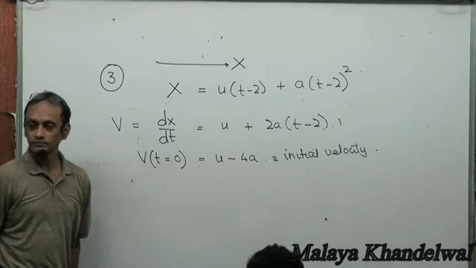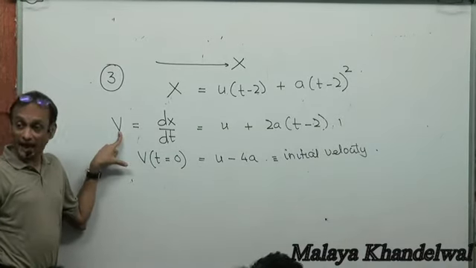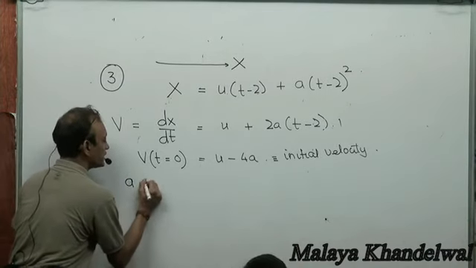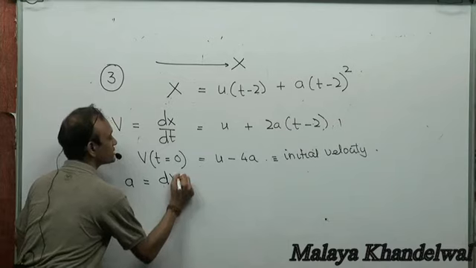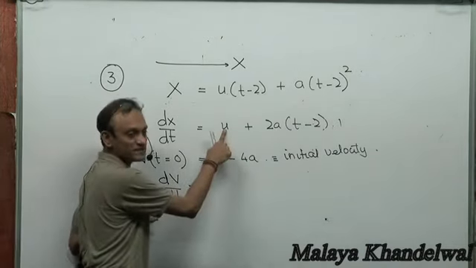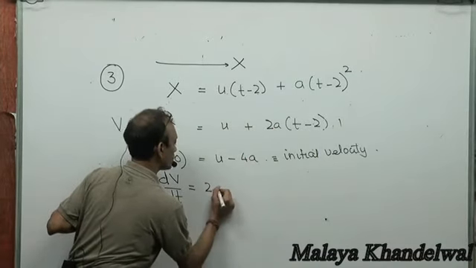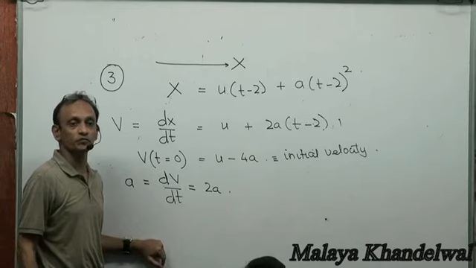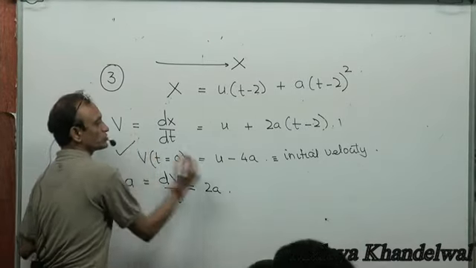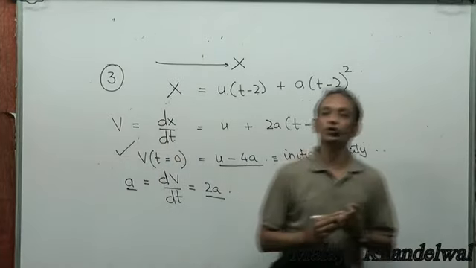Sounds all right? Now, if you differentiate velocity with respect to time, you will get acceleration. Are you confused? Right? So what is acceleration at any given instant of time? Differentiating velocity with respect to time, if you differentiate velocity, this will be 0. This will be 2a into 1. So acceleration would be 2a meters per second square. Right? So velocity at time t equal to 0 is u minus 4a. Acceleration is 2a. Yes or no?